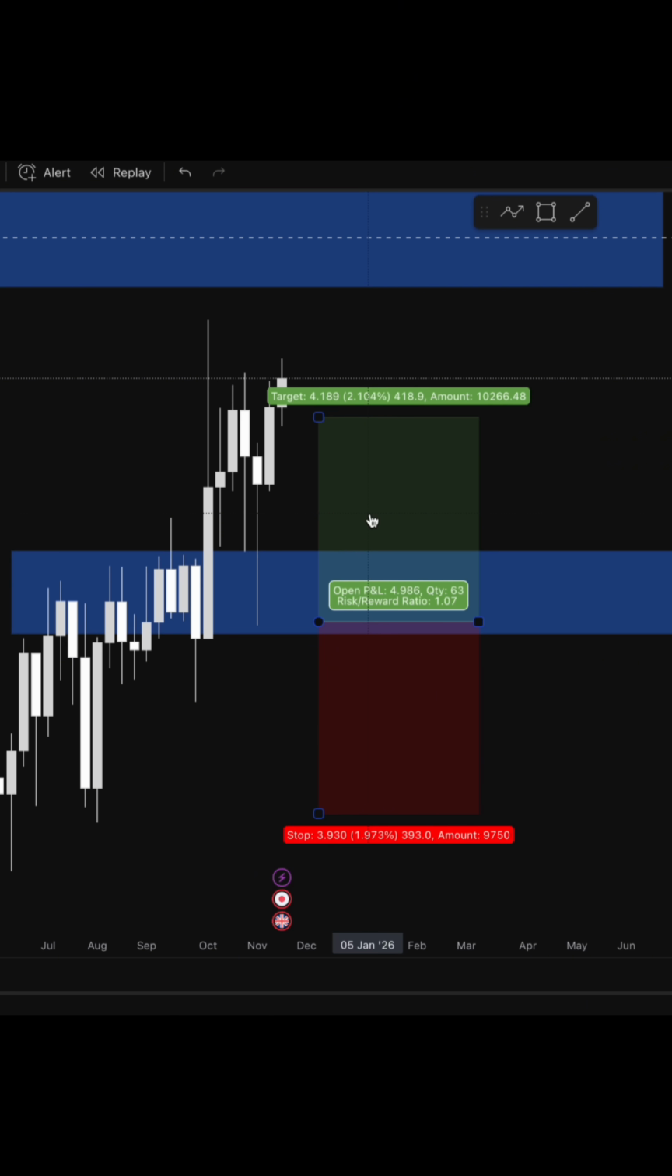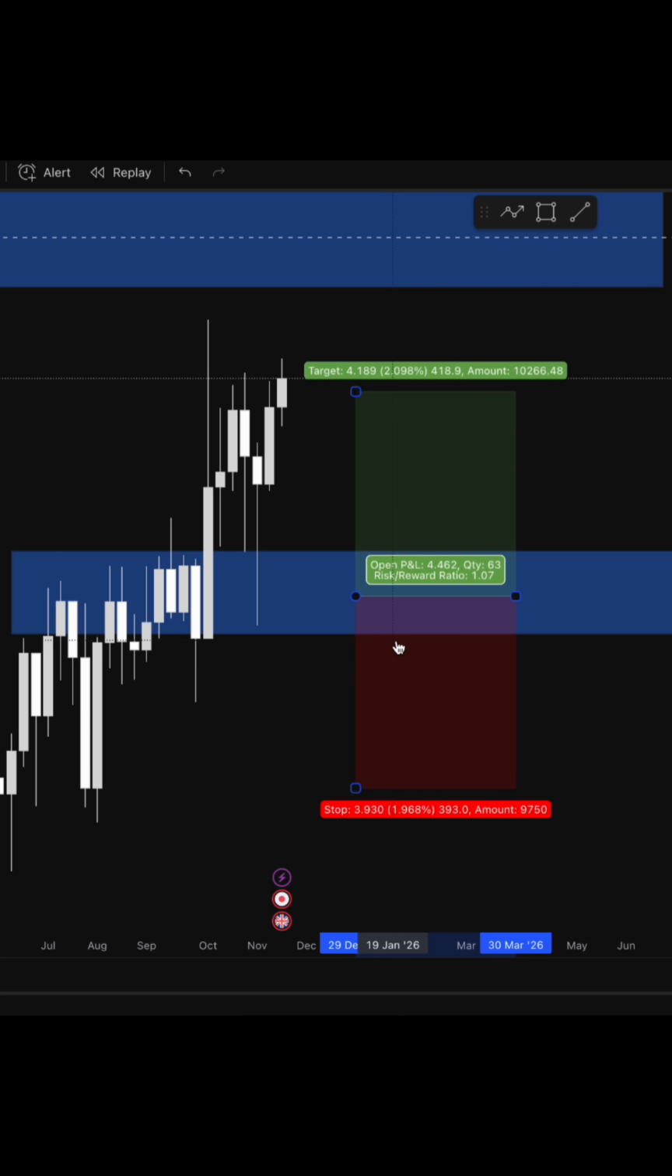What I've found in my decade of experience, having made millions of dollars in the Forex, crypto, and stock markets combined, is that just entering about halfway into the zone works perfectly fine.